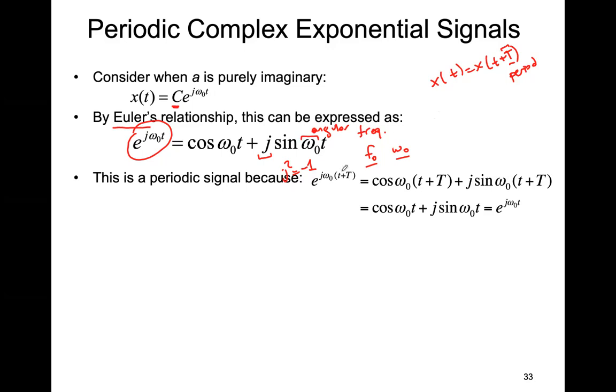So let me prove that this is a periodic signal. If I put j omega 0 t plus T, what should be the output? The output should be equal to e to the power j omega 0 t.